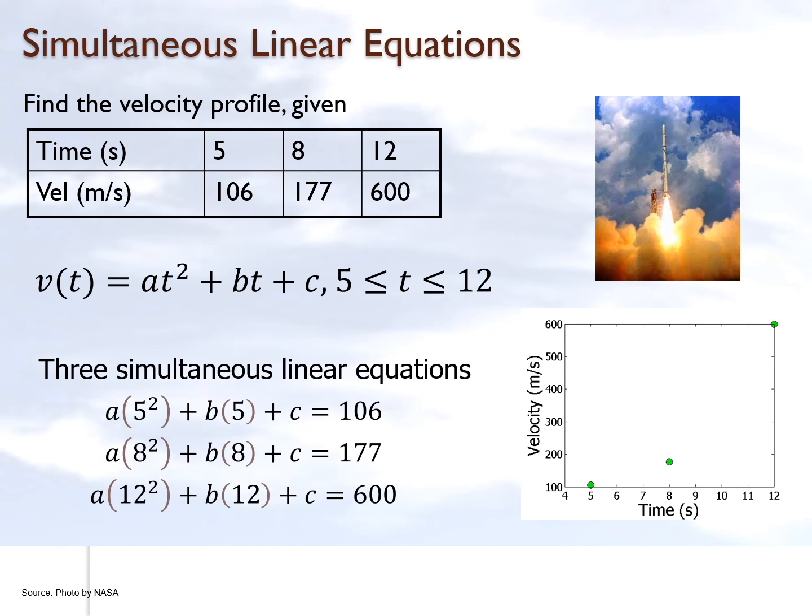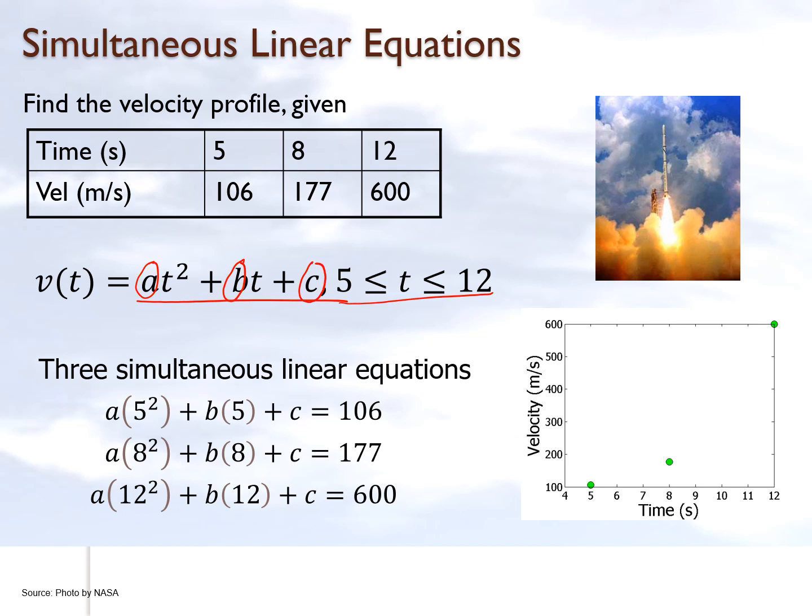You have been exposed to simultaneous linear equations ever since high school. So let's look at an applied problem here. Let's suppose somebody says that the velocity profile of this rocket is given. The velocity is given at different times here. And what we are trying to do is find out what the velocity profile would be. If we take a second order polynomial which gives us the velocity profile between 5 and 12 seconds, how can we find out what the values of A, B, and C are so that we can find the value of the velocity at some other point?